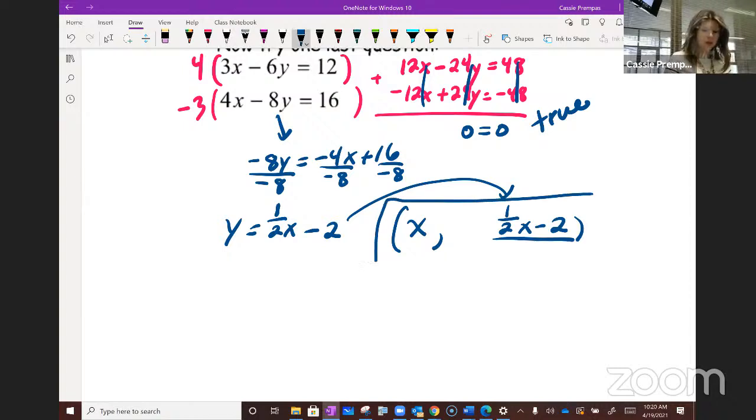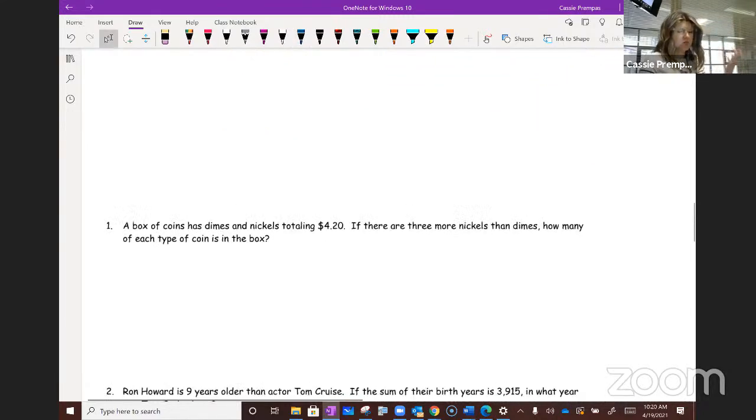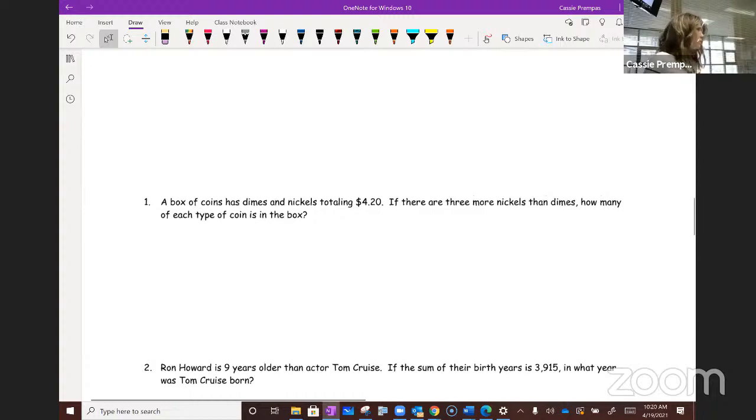All right, once we have our skills down, we can apply them to different types of maybe real life situations where we can use x and y to represent unknown values. So let's try this with number 1. It says a box of coins has dimes and nickels totaling $4.20. If there are 3 more nickels than dimes, how many of each type of coin is in the box?